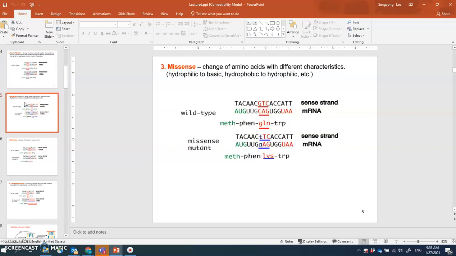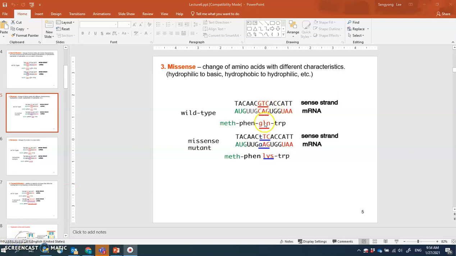And then how about missense mutation? You will expect to see a little more drastic change. Yes, that is the case. So again, the original sequence, let's say the DNA sequence was GTC, which is transcribed into CAG, which codes for glutamine. Now GTC is changed to TTC. TTC will be transcribed to AAG, which codes for lysine. So it's a switch between glutamine and lysine.